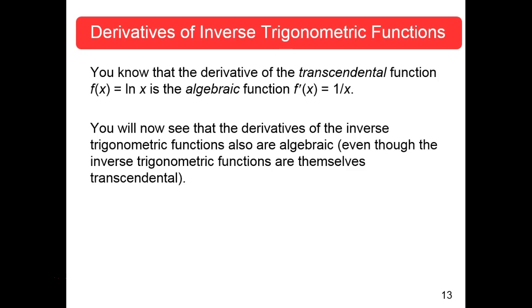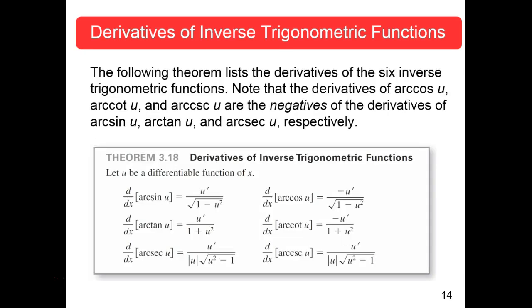You know that the derivative of the transcendental function f(x) = log x is the algebraic function f prime of x equal to 1 over x. We knew that from before, right? You will now see that the derivatives of the inverse trigonometric functions are also algebraic, even though the inverse trigonometric functions are themselves transcendental. Their derivatives are algebraic, okay? Just like this is a transcendental function, but its derivative is an algebraic function. Same thing for the inverse trig functions.